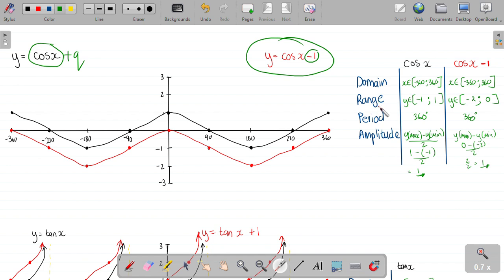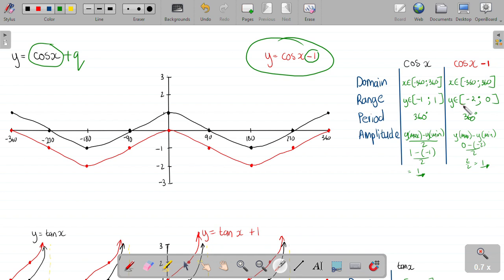Let's go to range. There will be a difference in the answer here. For the original graph, remember, range is where the y values exist. The minimum y value for the cos graph is -1, because there's a -1 over here, and a -1 over here. The maximum is 1 over here, and over here. So the y values exist from -1 all the way through to and including +1. But what happens when the graph has shifted down? It won't touch +1 anymore. So the range will change.